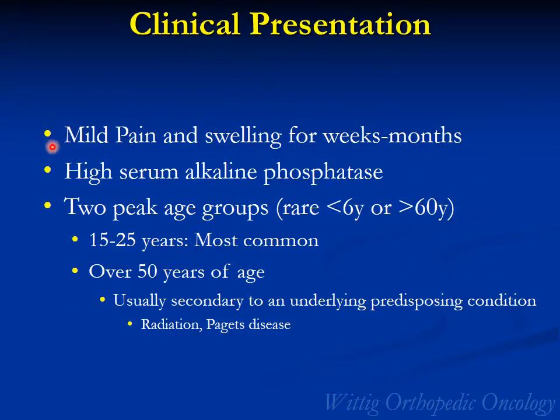Clinically, patients usually present with mild pain and swelling for weeks to months. It may be associated with a high serum alkaline phosphatase level, and there are two peak age groups. Most commonly, osteosarcoma occurs in the 15 to 25 year age group. It can also occur over 50 years of age, but when it does, it's usually secondary to an underlying predisposing condition such as radiation or Paget's disease.